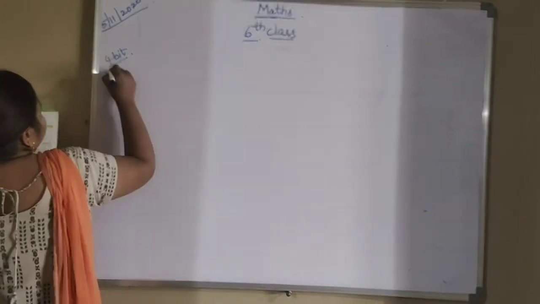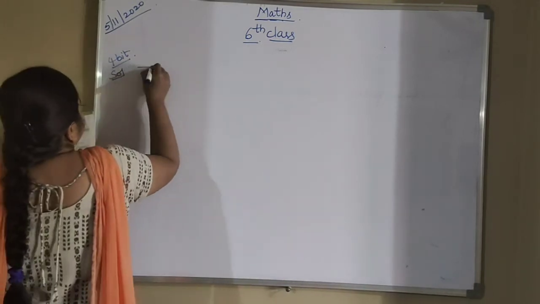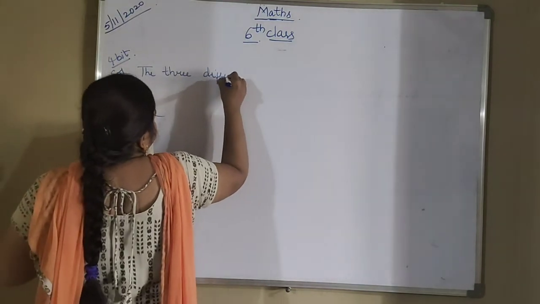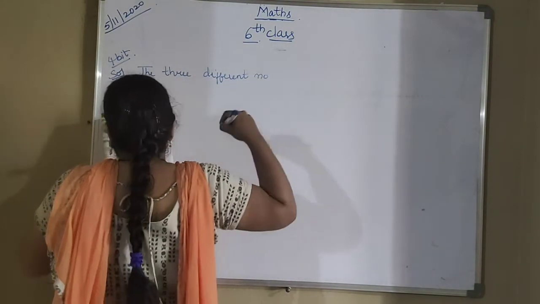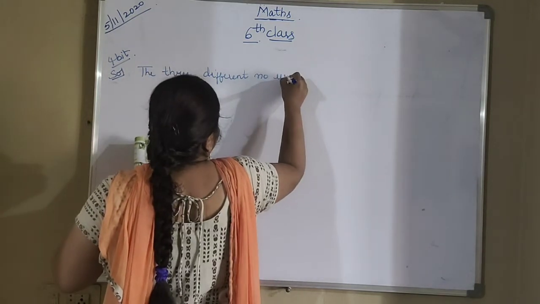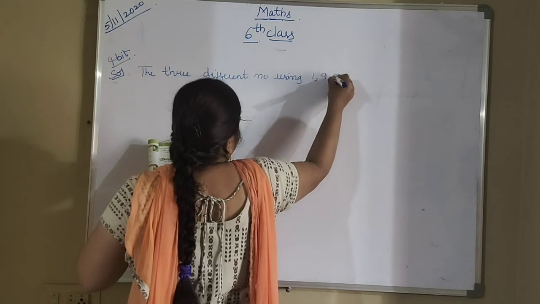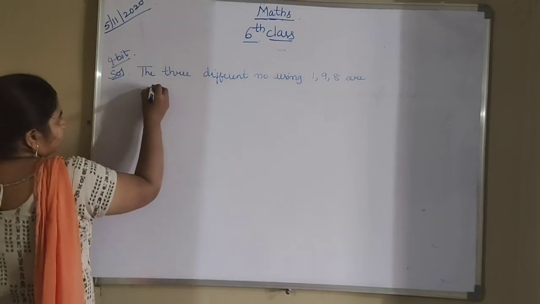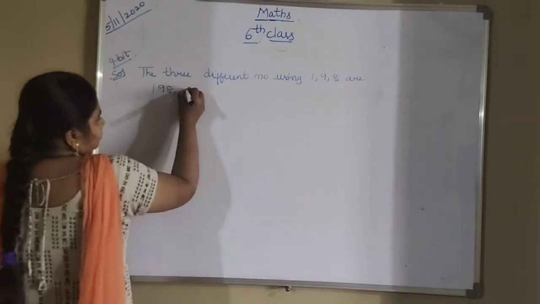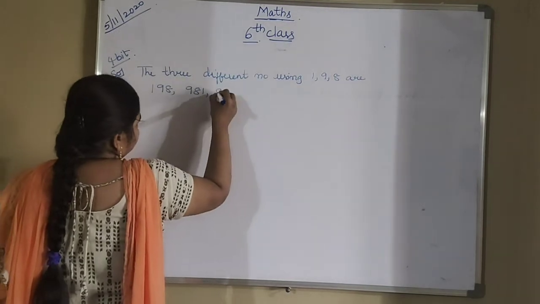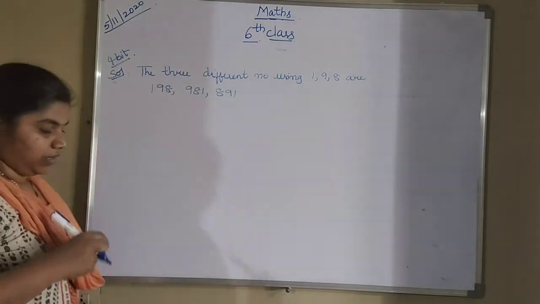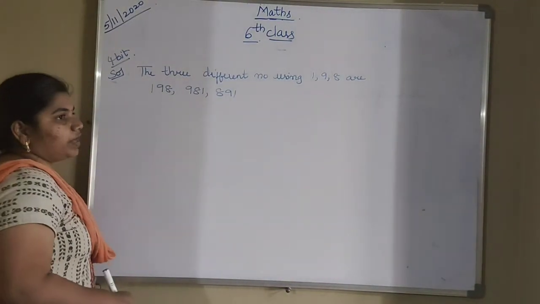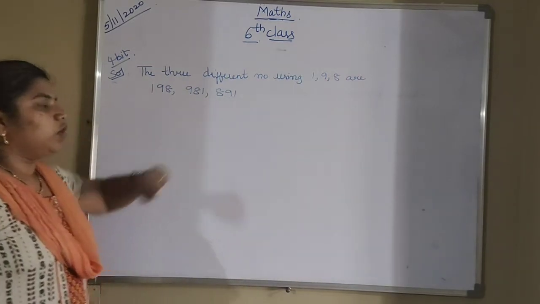So solution. So the three different numbers using 1, 9, 8 are. So how many different numbers can we form? Three different numbers. One is 198, 981, 891. So these are three different numbers using these three digits, and no number is repeating here. So now what we have to check? These numbers are divisible by 9 or not, we have to check.